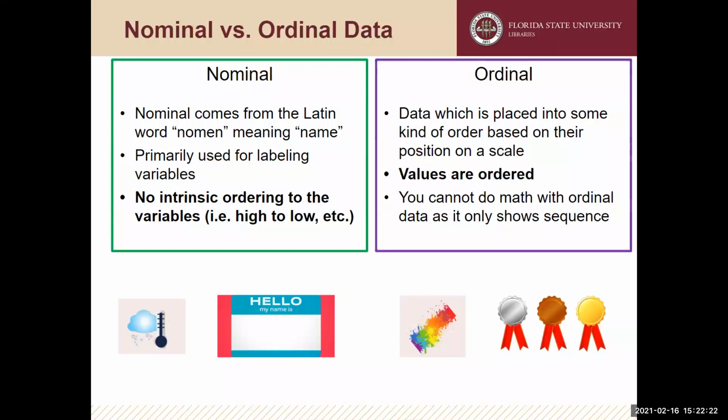Or first, second, and third place in the Olympics, when we have gold, silver, bronze medals, that would be an example of ordinal data. It's important to note that you can't do math with ordinal data, even if it is numerical. It only shows a specific sequence. It doesn't show anything that can be statistically manipulated.